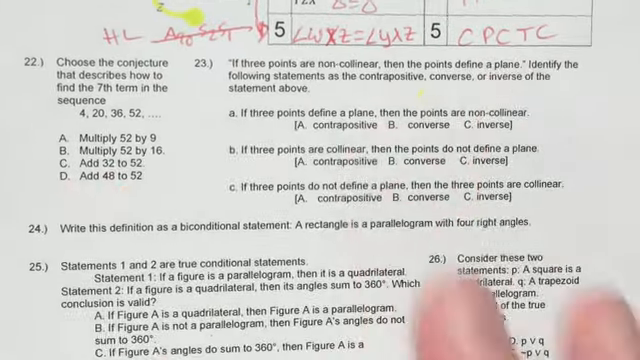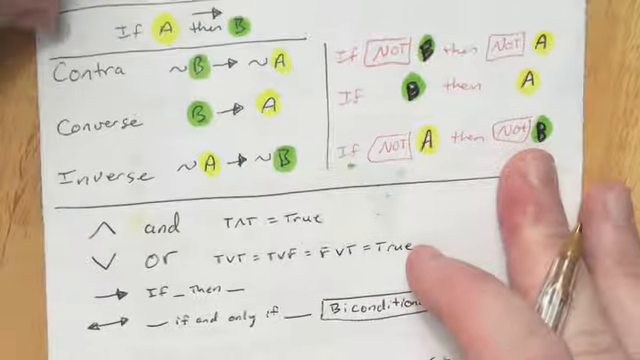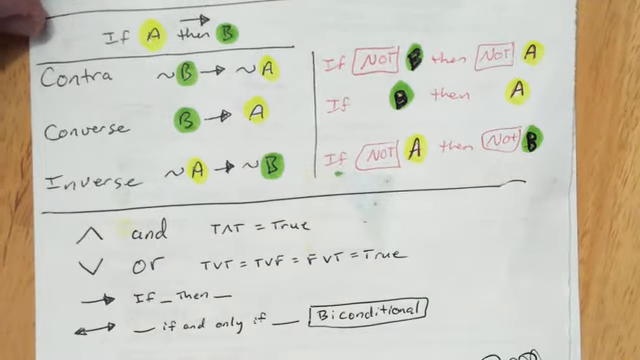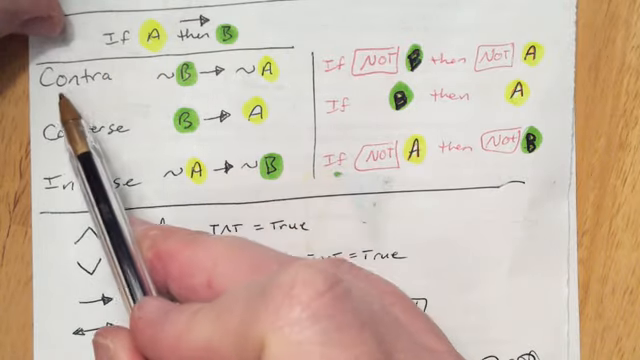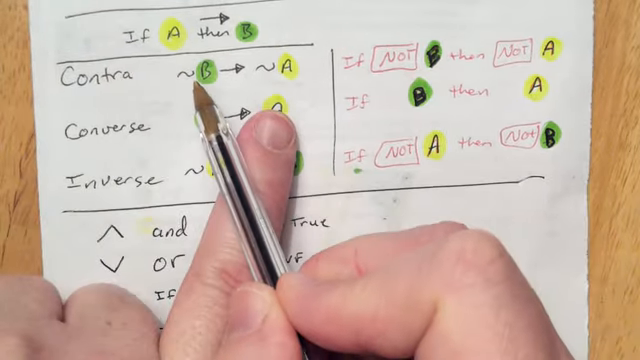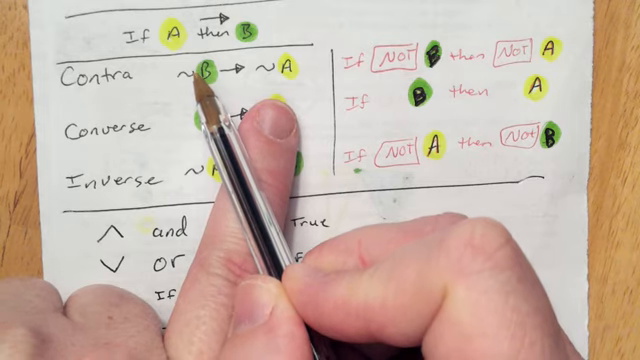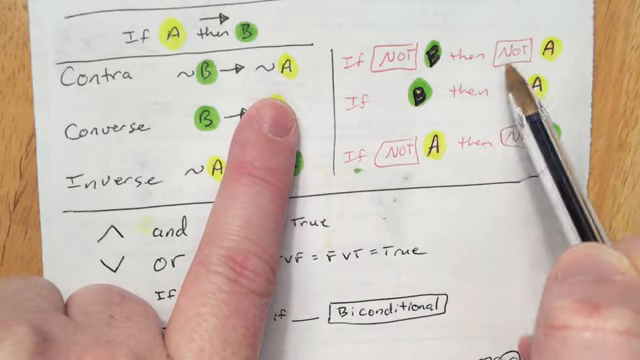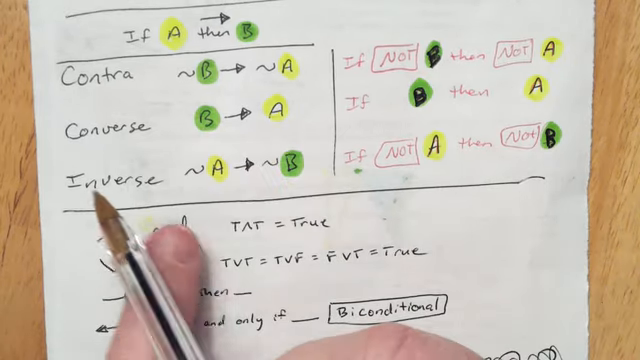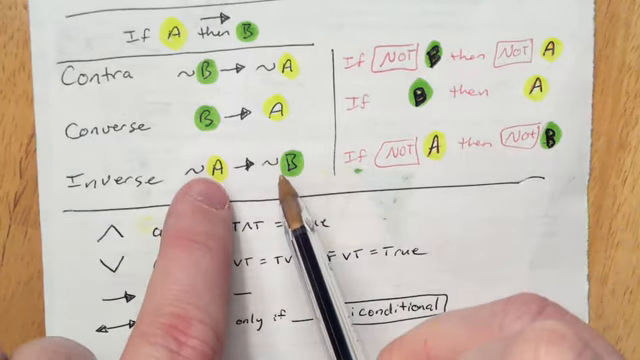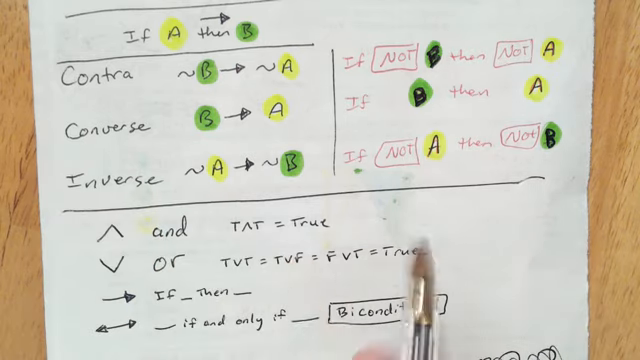All right, so for the bottom here, which is all the logic stuff, here's the basic information. If you need to take a picture of that, go for it. So if A, then B. The contrapositive is you switch it and you put in the word not. So if not B, then not A. Converse is you just switch, if B, then A. Inverse, you put in the words not. So if not A, then not B.